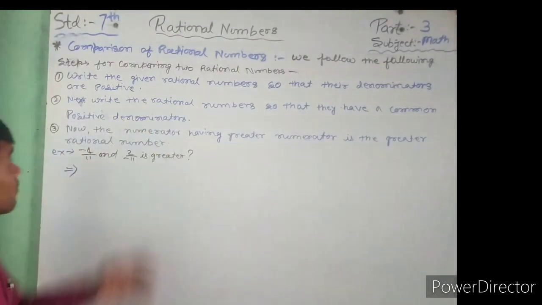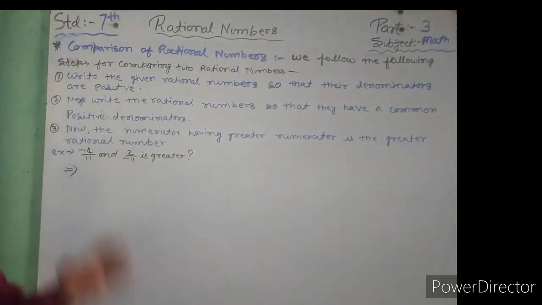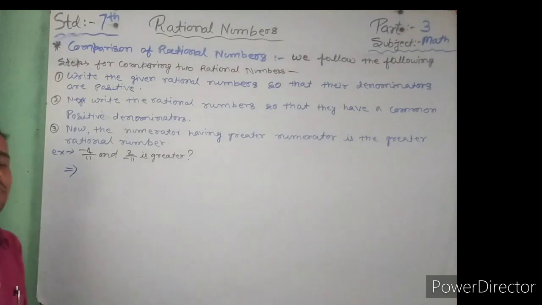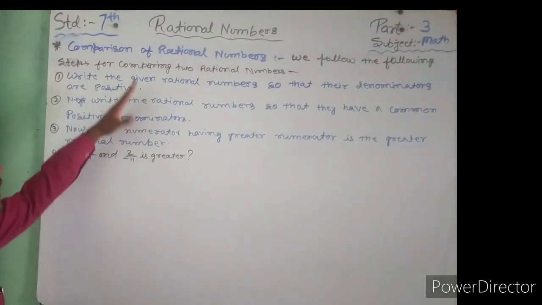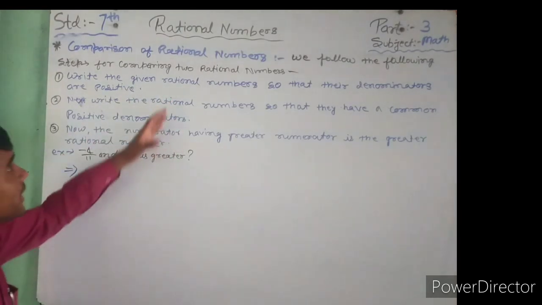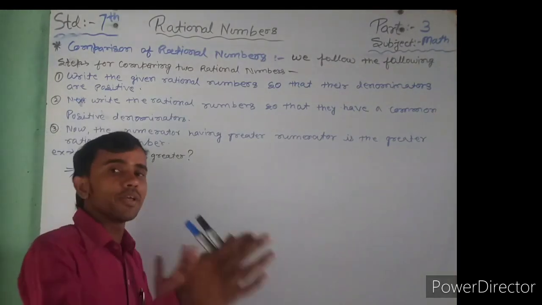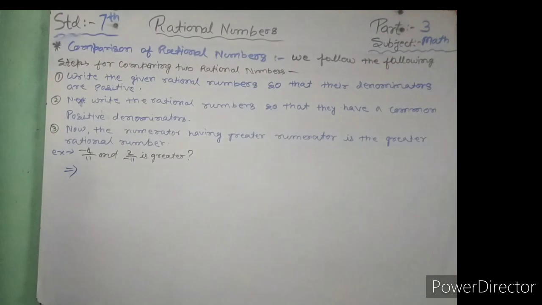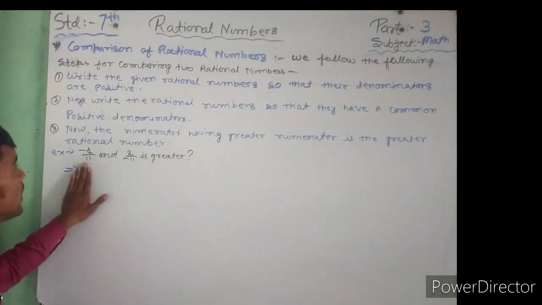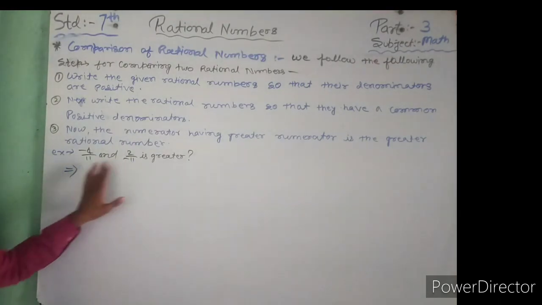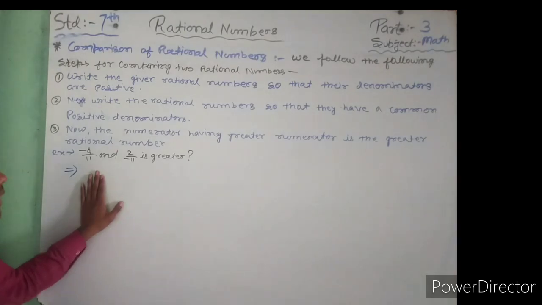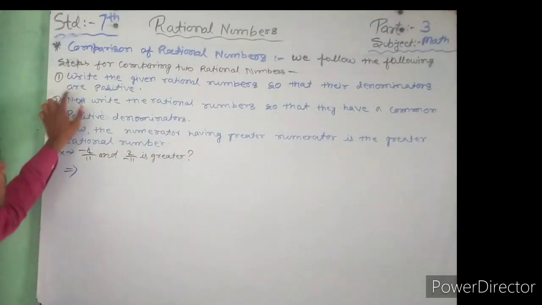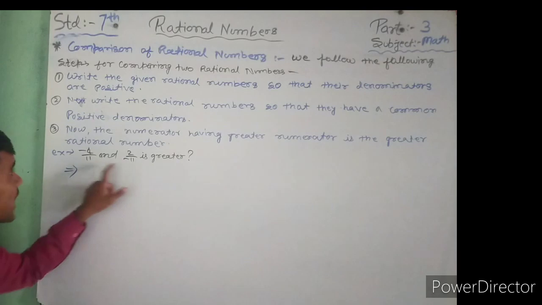So firstly you see here, we follow the following steps for comparing two rational numbers. How to compare two rational numbers? Okay, so that's the first step. Write the given rational numbers, just like these two rational numbers. Next, so that their denominators are positive.